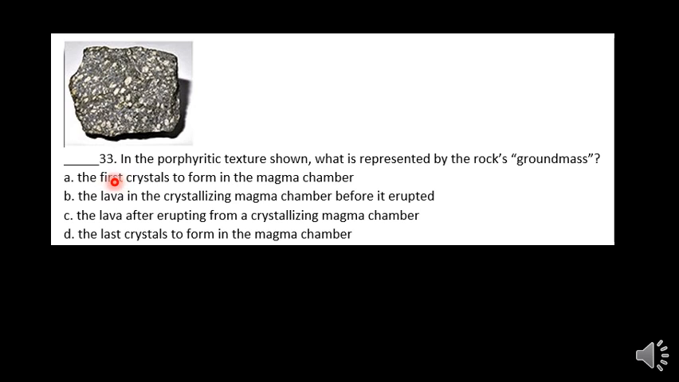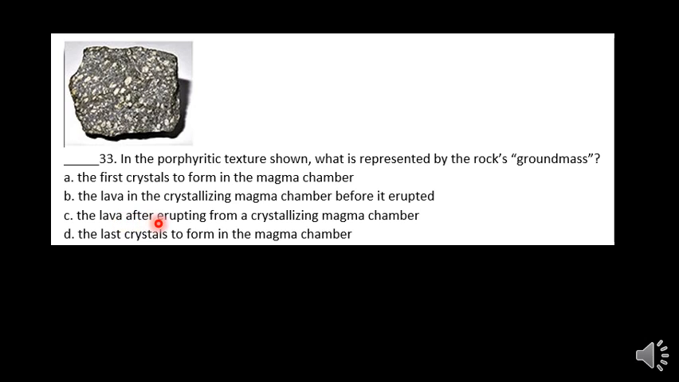And so, see, the first crystals to form in the magma chamber would be the large ones that form. The lava in a crystallizing magma chamber before it erupted, well, no for that either, because, again, when it's underground, we're still talking about magma. So this statement doesn't even make sense. You could say the magma in the crystallizing magma chamber before it erupted. So that sentence just doesn't make sense. We're going to scratch that one out.